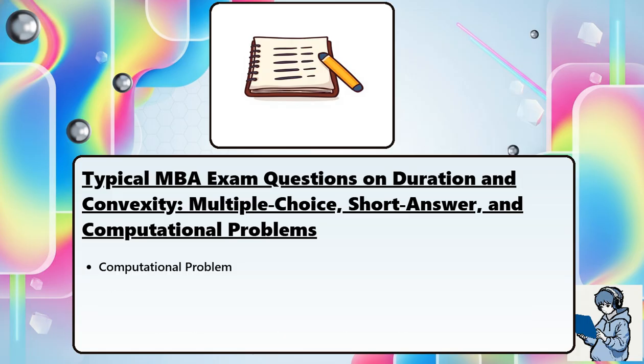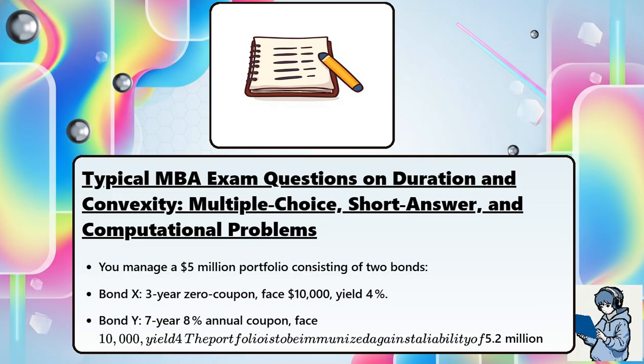Computational problem. You manage a $5 million portfolio consisting of 2 bonds. Bond X, 3-year zero coupon, face $10,000, yield 4%. Bond Y, 7-year 8% annual coupon, face $10,000, yield 4%. The portfolio is to be immunized against a liability of $5.2 million due in 5 years.